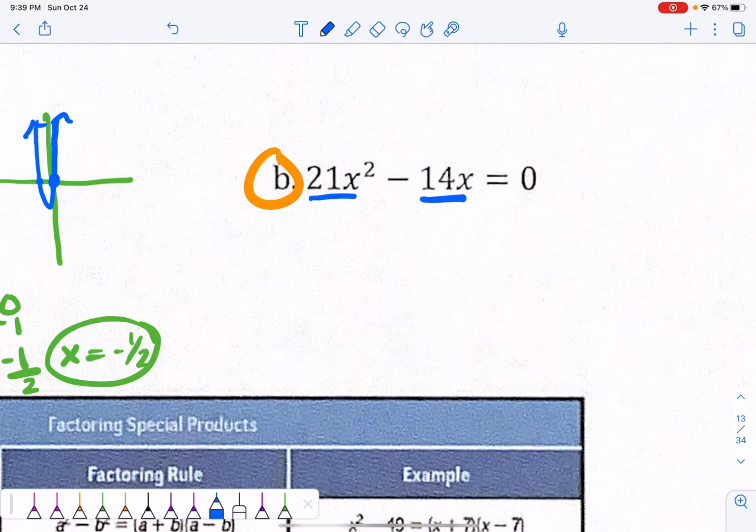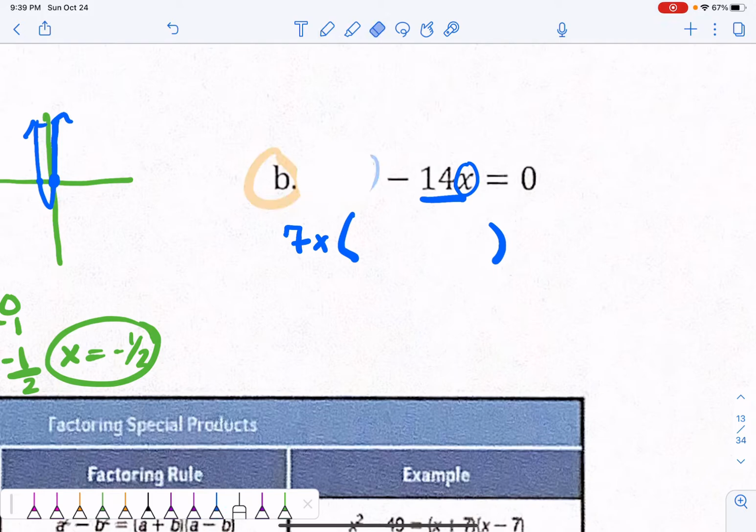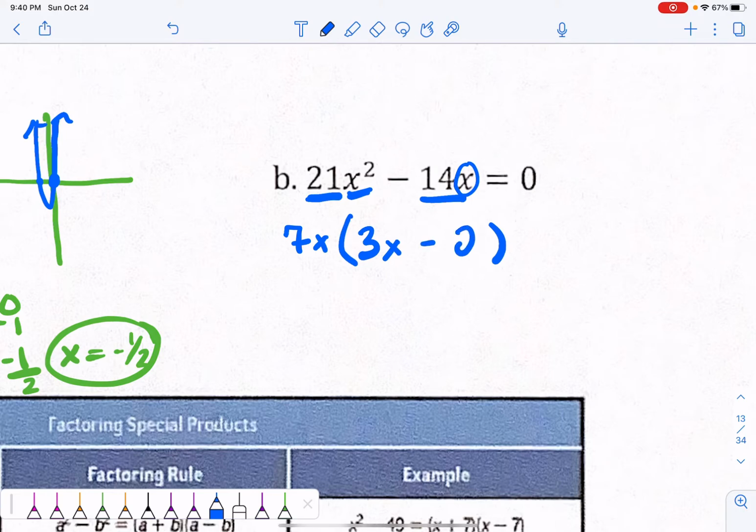If I'm looking at those 2, 21 and 14 are all divisible by 7, and I can take an x out of each one of those. So if I take a 7x out, if I take 21 divided by 7, that is 3. And if I took one of these x's out, I'll still have an x left over, okay? If I take a 7 out of that 14, I'll end up with negative 2. And the x is gone, so it's just gone.